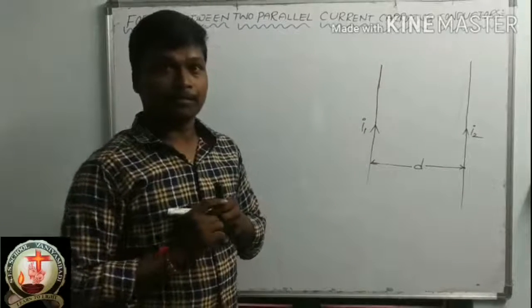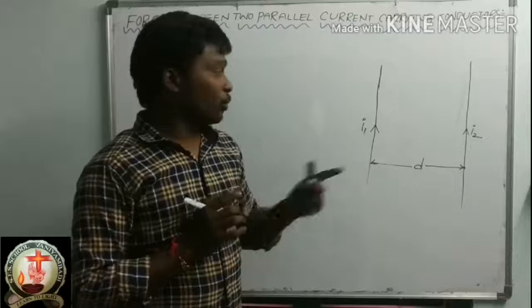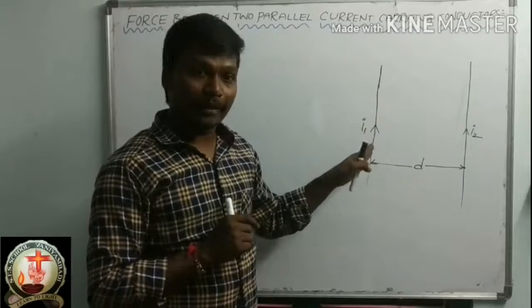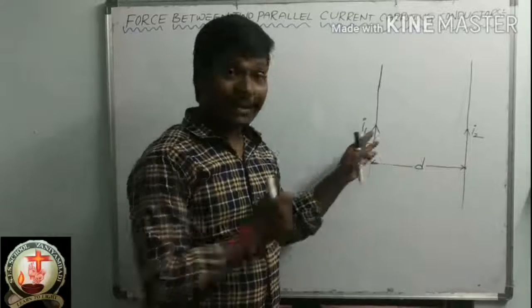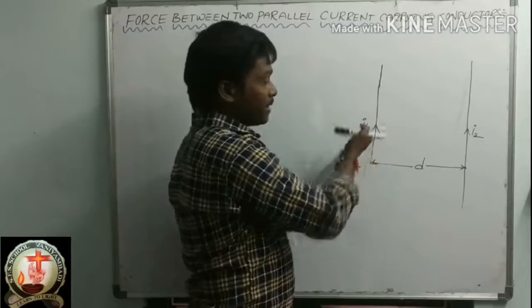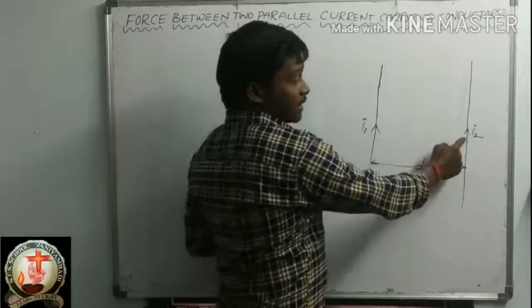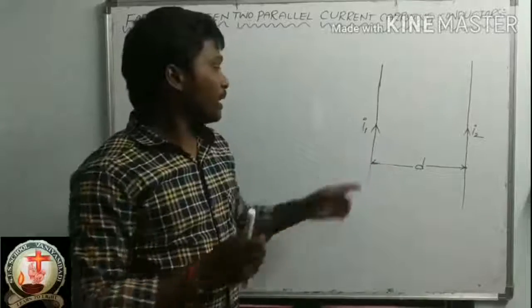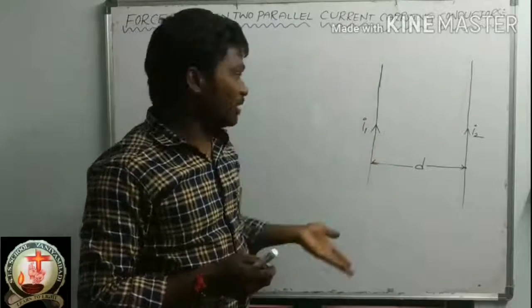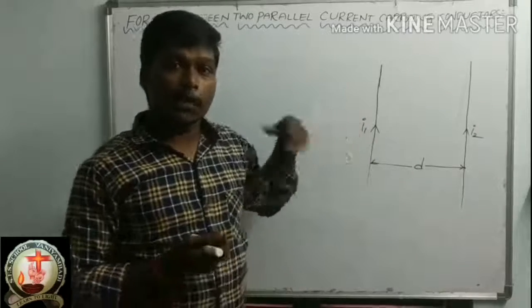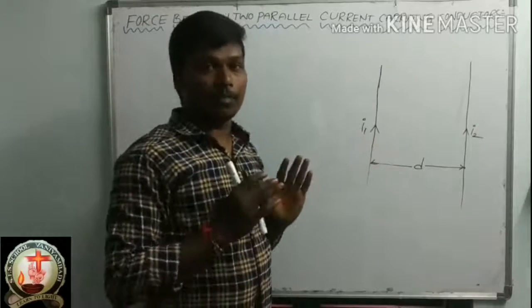And the direction of current flowing in these two conductors is the same. What is the direction of the current in this conductor? Top. This conductor also, what is the direction of the current? Top. So here current is flowing in the upward direction and here also in the upward direction. In the two conductors the direction of current is the same, upwards.